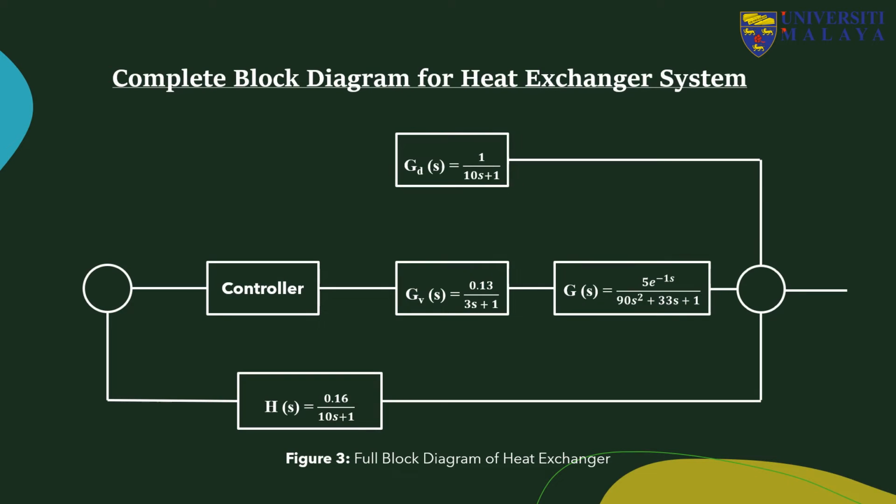This is the complete block diagram for the heat exchanger system with full transfer functions: the transfer function for the disturbance, the transfer function for the valve, the transfer function for the process, and the transfer function for the feedback, which is H(s), the sensor. In this project, we only focus on the transfer function for the process and the feedback sensor. We neglect the valve transfer function and the disturbance transfer function.